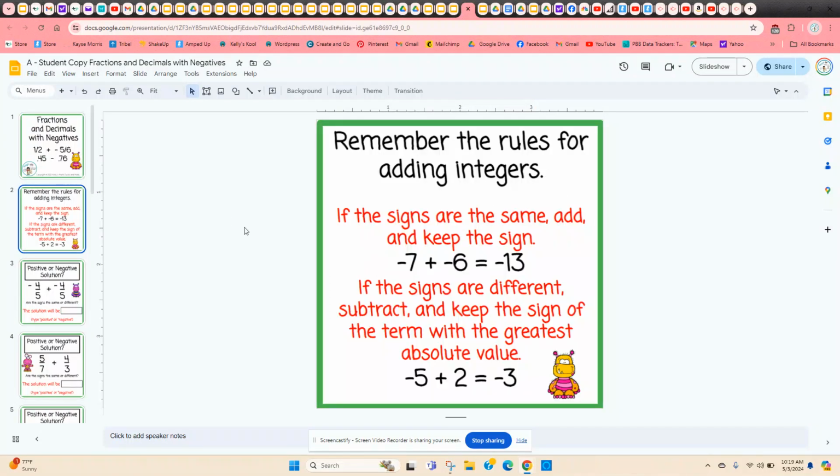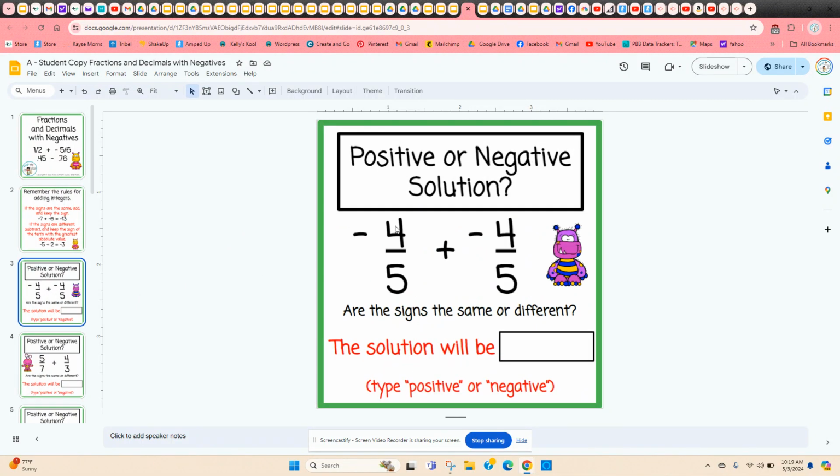So they're reminded of the rules for adding integers. And then they look here and they can see that if they're adding two fractions and they're both negative, the answer will be negative. So all they're asking for is to type in negative or positive for their solution. That way they can concentrate on the rules and just looking right now to see whether their answer will be negative or positive. Now, included in this lesson is a worksheet where they will actually go on to solving the problems.